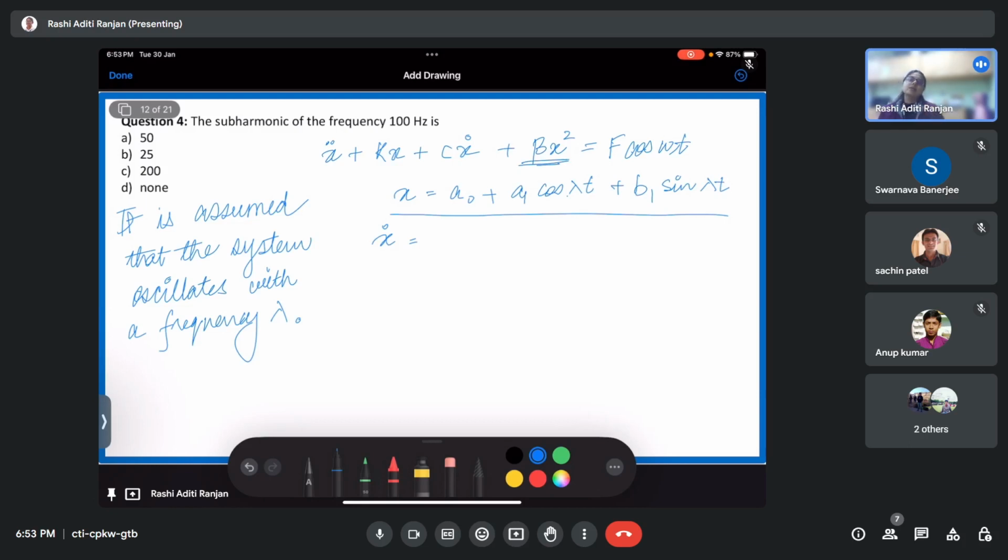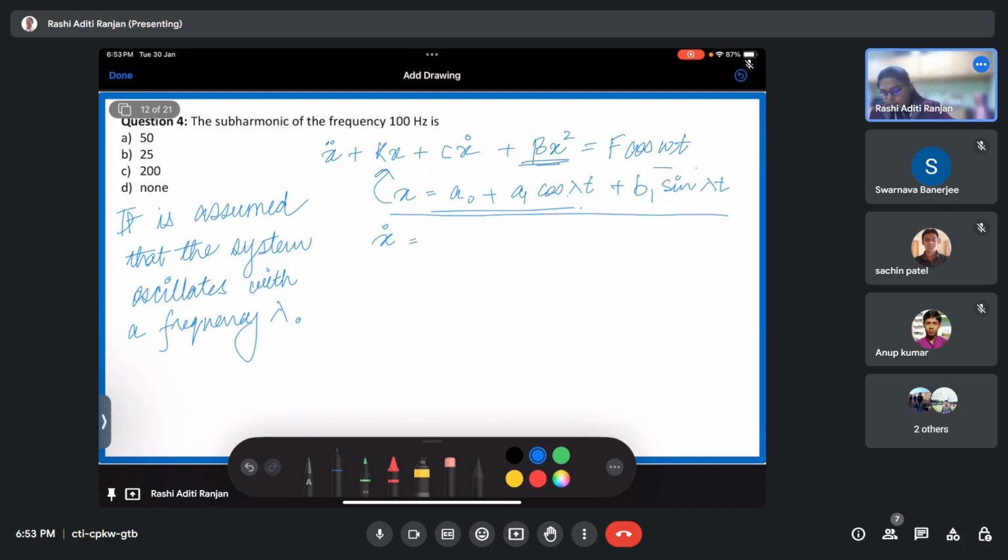What is harmonic balance? We assume a solution, like we're assuming that the system is behaving periodically like the given x. Now what we are going to do is put this x into the main equation on the left hand side, and then equate it with the right hand side in order to know what the values of a0, a1 and b1 are going to be, so that the system behaves in this particular manner.